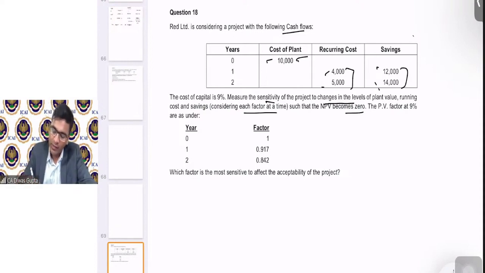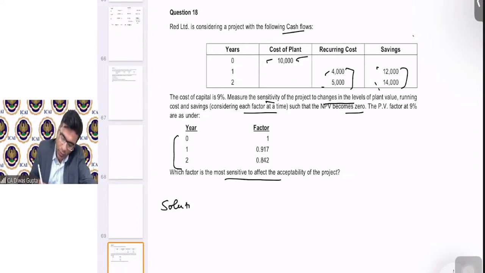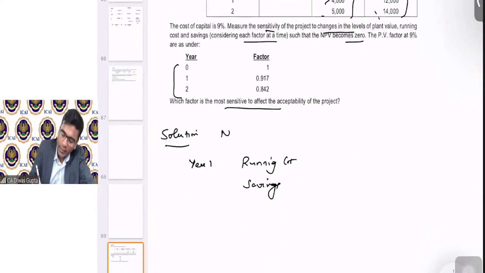Then how will we calculate it? The present value factors are as under for 0, 1, 2, they have given. Which factor is more sensitive to affect the acceptability of the project? So first of all, for calculating sensitivity, we have to calculate the NPV as is, right? Solution. Year 1, running cost and savings. We're calculating the NPV base case.